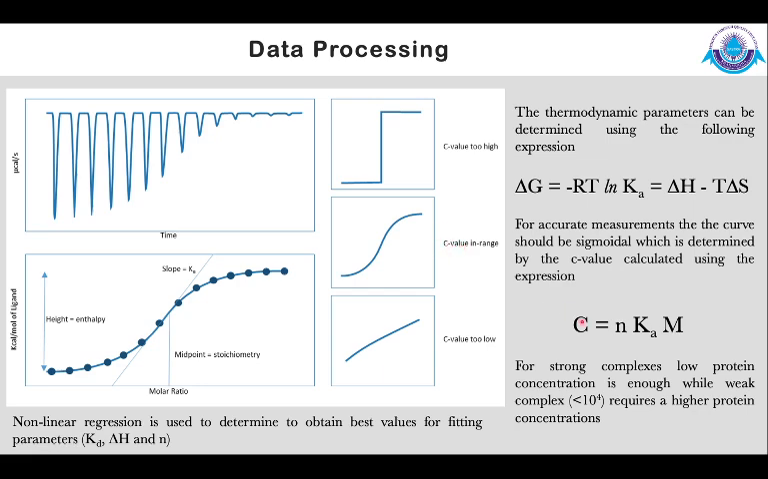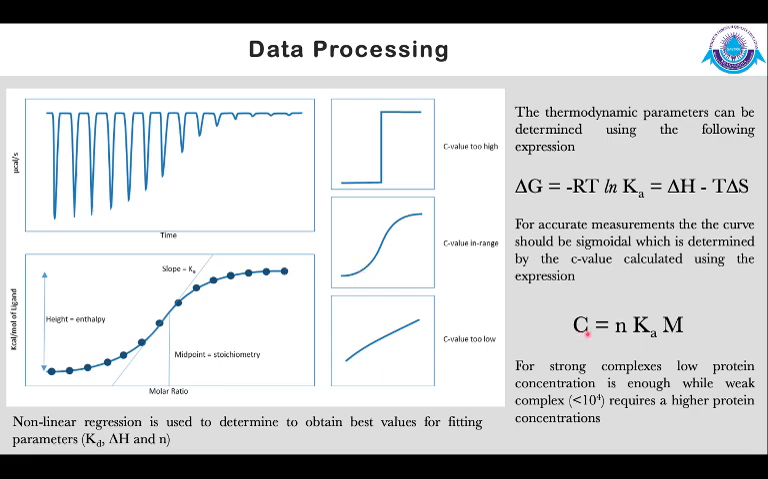The C value can be calculated using N, that is the stoichiometry, times Ka, that is the association constant, times M, that is the concentration of the protein. Depending upon the affinity values, we have to modulate, because N is not going to change, and the affinity is fixed for a protein. The only thing I can modify here is M. So depending upon the Ka value, I have to correspondingly modify the M value to get a C value in range, in other words, to get a curve of this type.